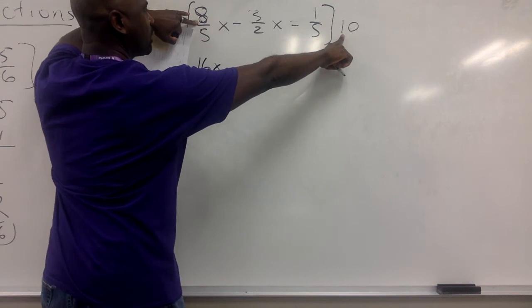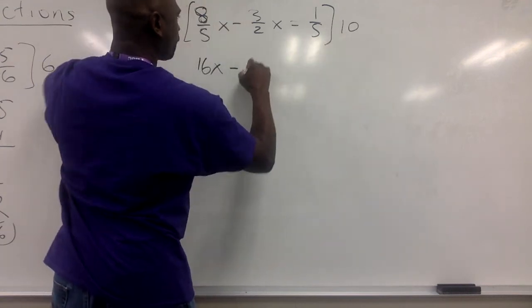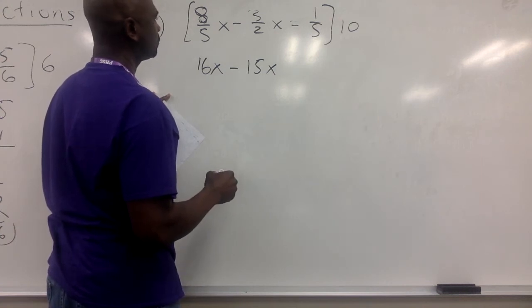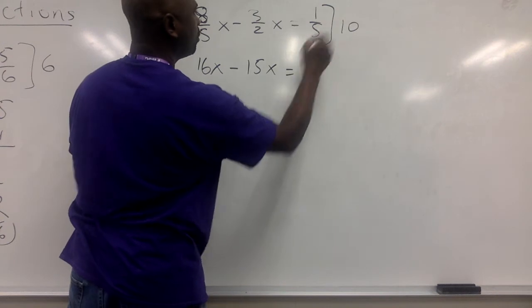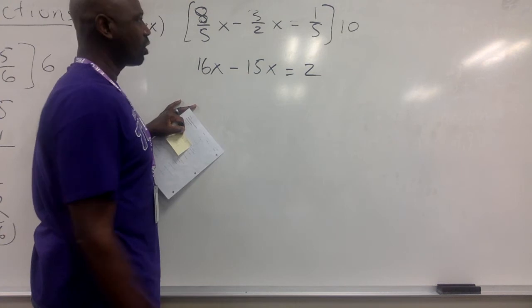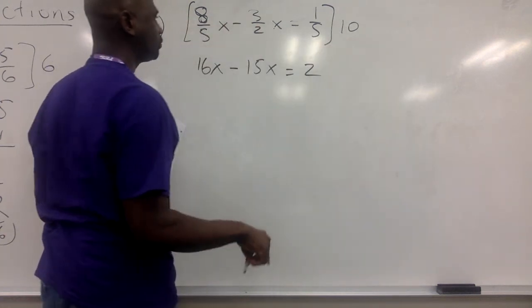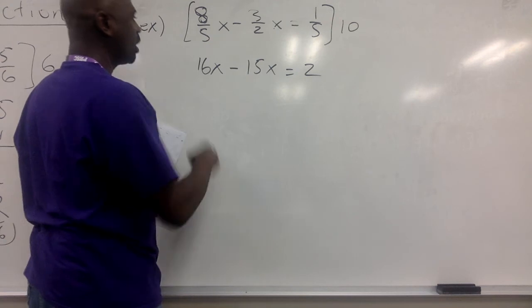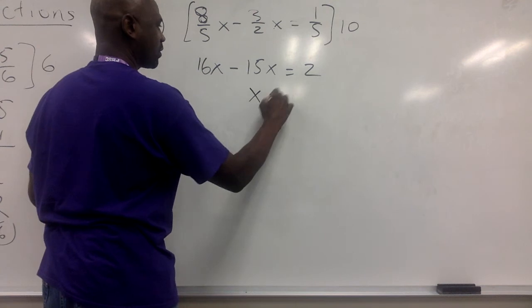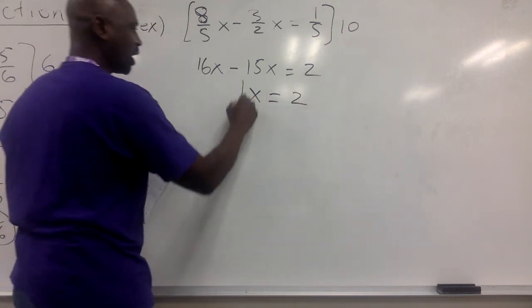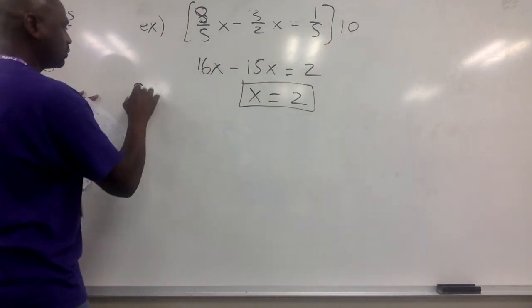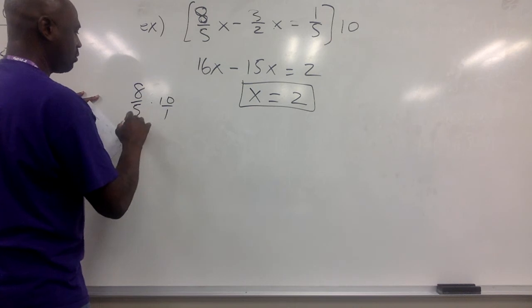16x, just go ahead and do that math, minus 30 over 2, or 15x. That's right, good. And that's going to equal 2. 10 over 5 is 2. So all I did was multiply each of those things. Okay, good. Let's do this. 16 minus 15 is 1x, and that's a 2. So x equals 2. So the only quick thing I did was 8/5 times 10, right?